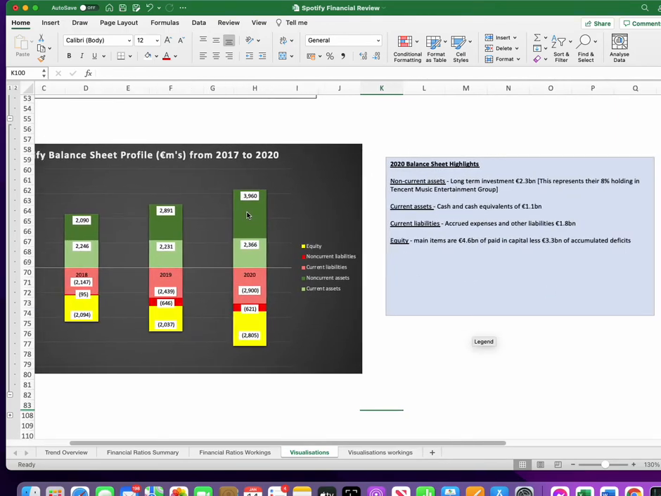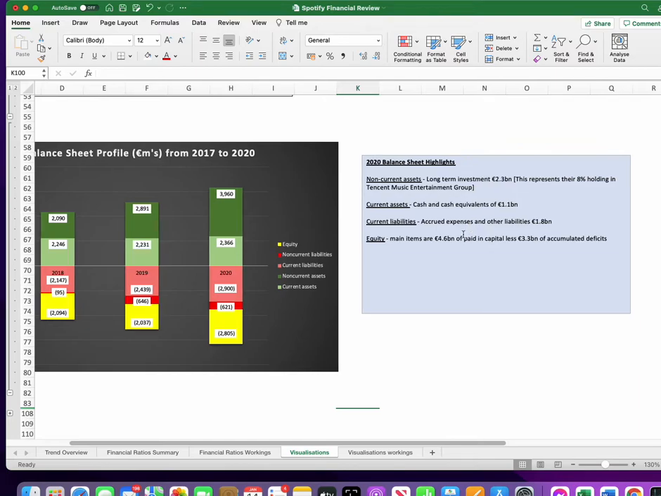They've got 3 billion of non-current assets. 2.3 billion of that represents an 8% holding in Tencent Music Entertainment Group. Tencent Music is the leading online music entertainment platform in China, so they've got an 8% holding there. Then this 2.3 billion of current assets, 1.1 billion of that is made up of cash and cash equivalents. We'll look at the cash and cash equivalent movements in a moment.